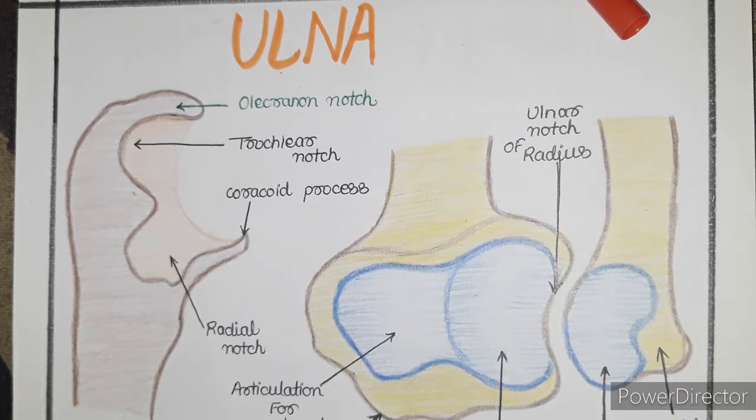We have already completed radius and scapula and humerus. So now it's turn for ulna. It's a small bone. There is nothing to remember in this bone, so yeah, we will complete it fast.